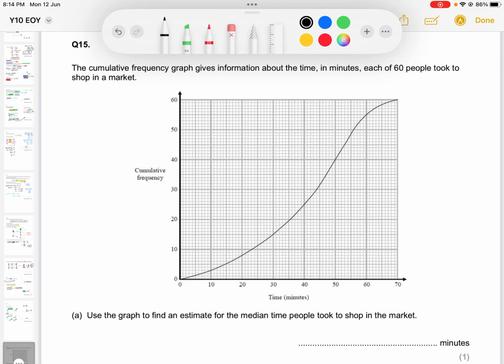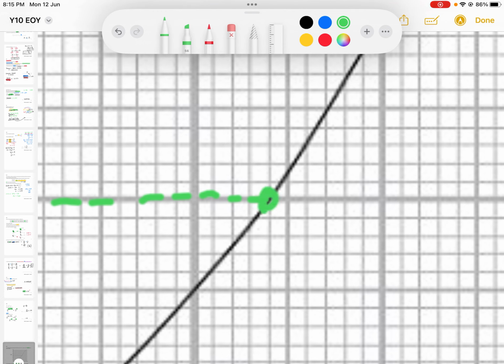A cumulative frequency graph is given about the time in minutes each of the 60 people took to shop in a market. The first question asks us to find an estimate for the median time people took to shop in the market. So there are 60 people. We look at the middle person, the 30th person, and we use that and our graph in order to estimate where the median is. So my squiggly line going across, if I zoom in here, that's where I want to go down.